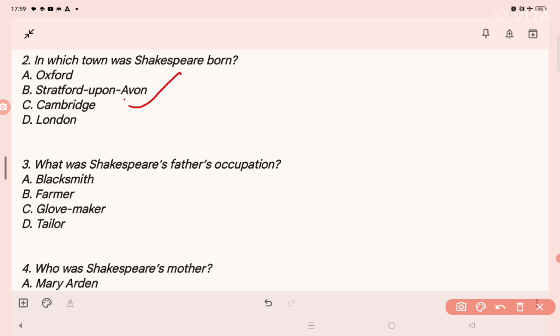What was Shakespeare's father's occupation? Option C, glove maker. Shakespeare's father John Shakespeare was a glove maker, a trade that was quite common in Elizabethan England.